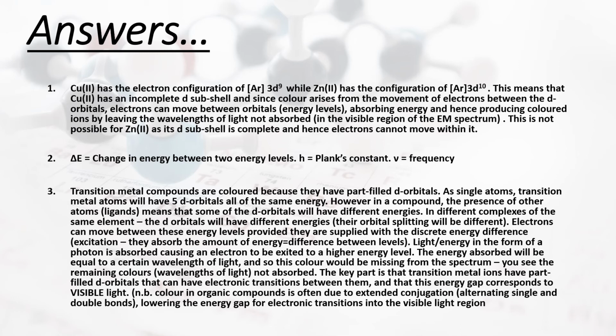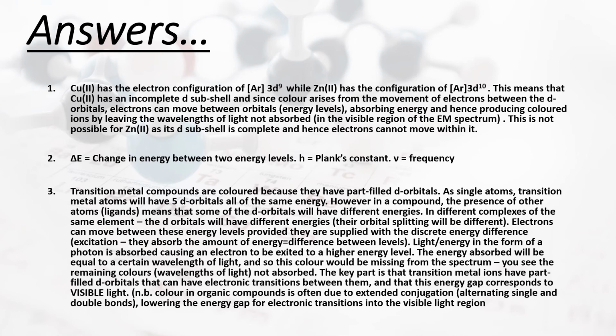If we do the same thing for zinc, which is right at the end of our d block, the zinc atom electron configuration would be [Ar] 4s2 3d10. So we lose our two 4s electrons first, and that leaves our zinc 2+ ion having the configuration [Ar] 3d10. And so this means that copper has an incomplete d subshell. We have 9 electrons, so we've got 1 space in our d orbitals essentially.